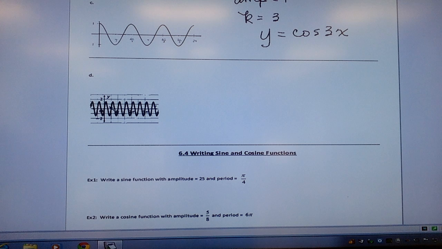All right, last one. Take a look at this function. It's starting or going through 0. 2 pi is right here. I know it's hard to see, but here's 2 pi. Because this is going through 0, this is our sine function. Be careful about your amplitude. It's past 1, but it's not quite to 2. So that means that our amplitude is 1.5.